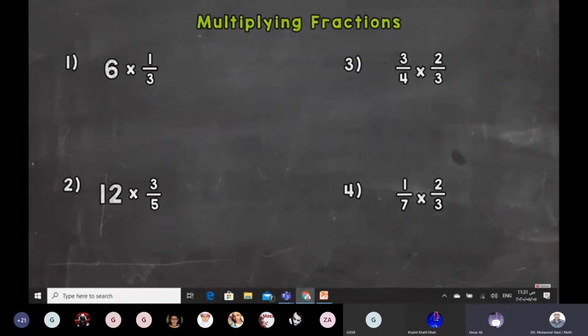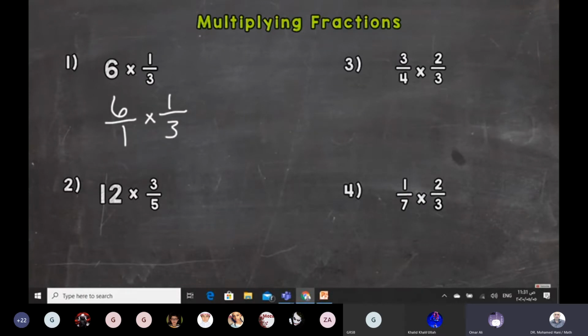So for number 1, we have 6 times 1/3. So a whole number times a fraction. Now when we multiply fractions, all we need to do is multiply straight across. So numerator times numerator and denominator times denominator. So the first thing we need to do with the 6 is make it into a fraction. Whenever you have a whole number, you can make it into a fraction by putting it over 1. That way you have a numerator and a denominator. Bring down the multiplication sign and the 1/3.